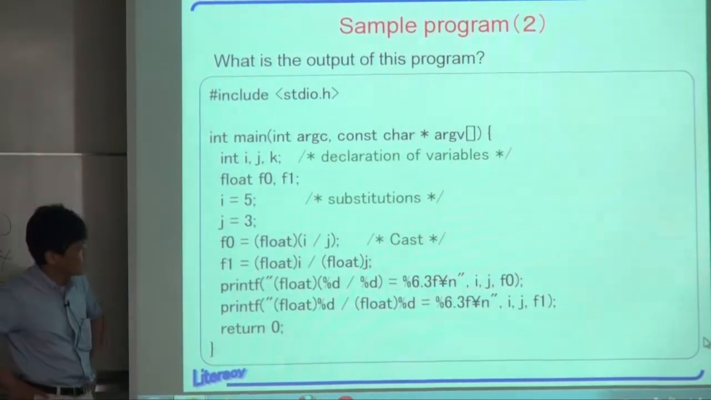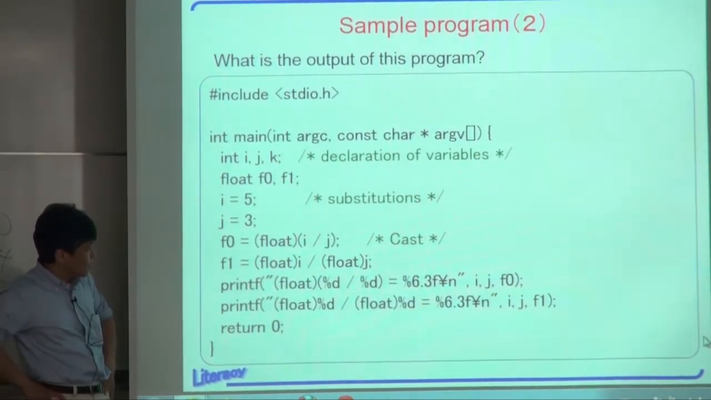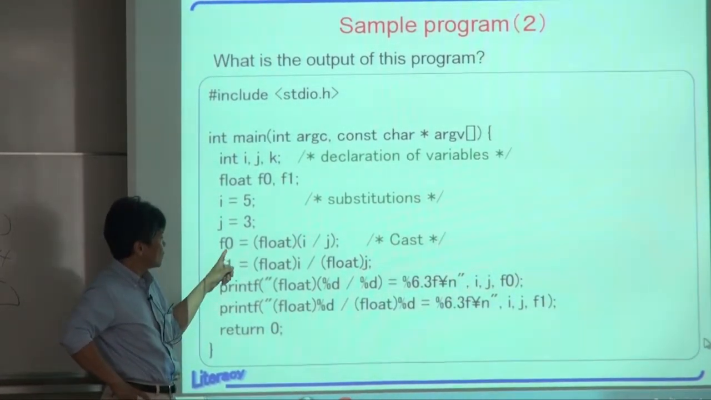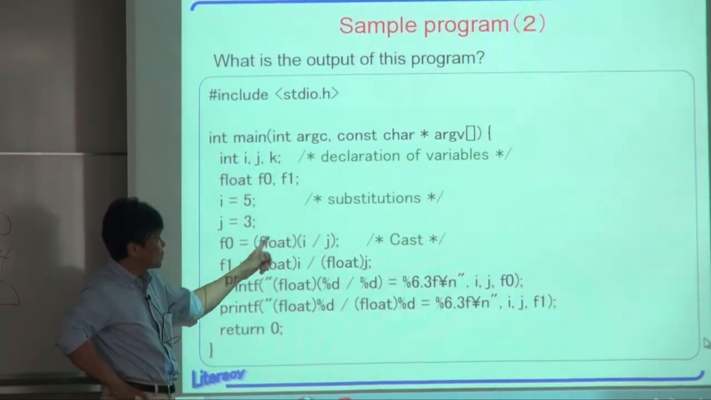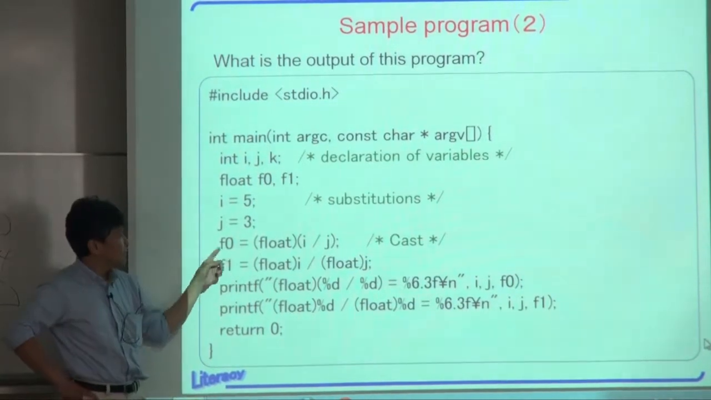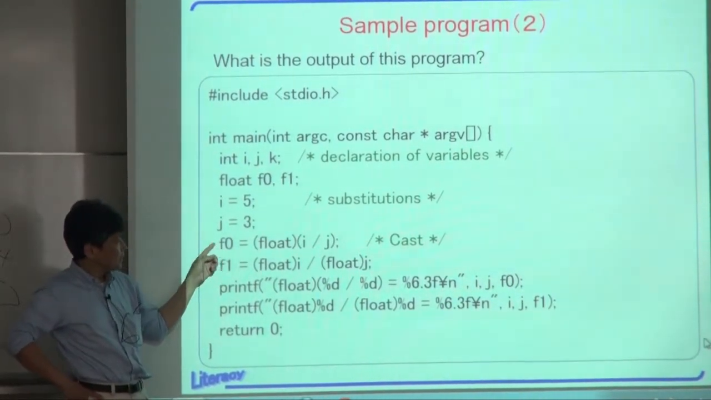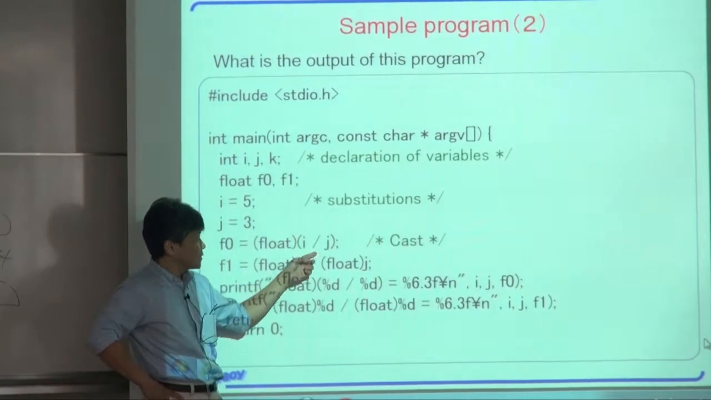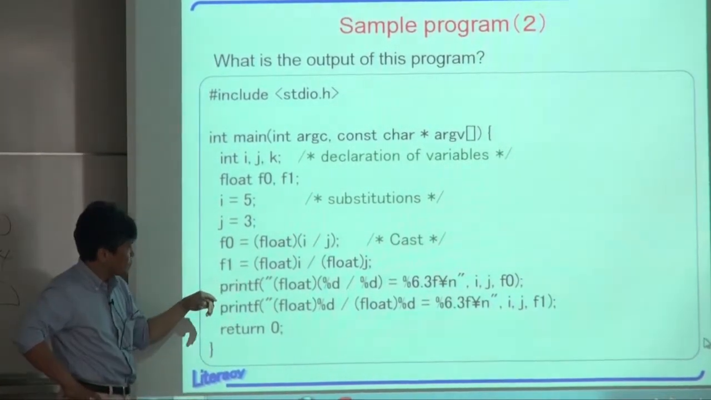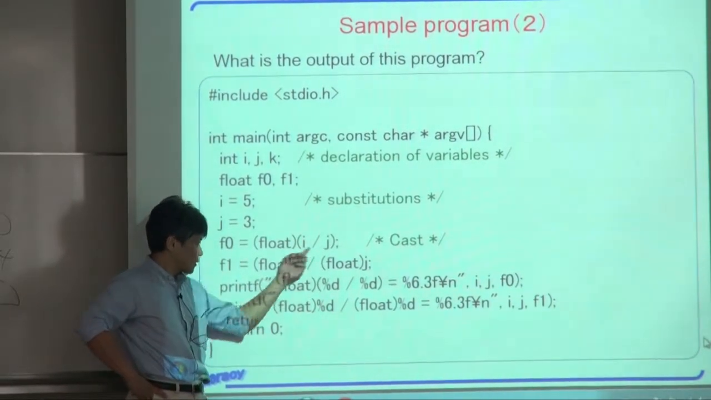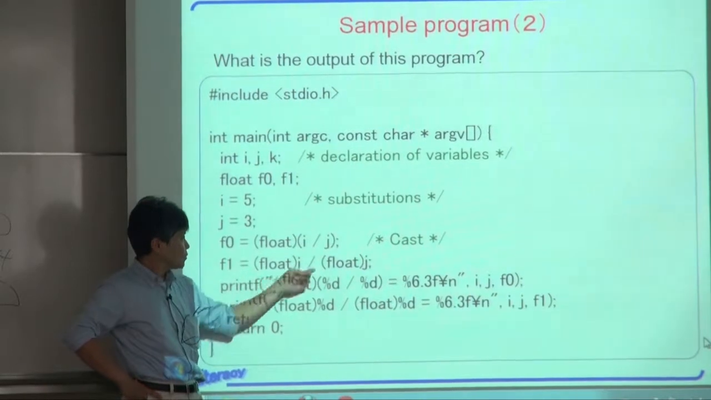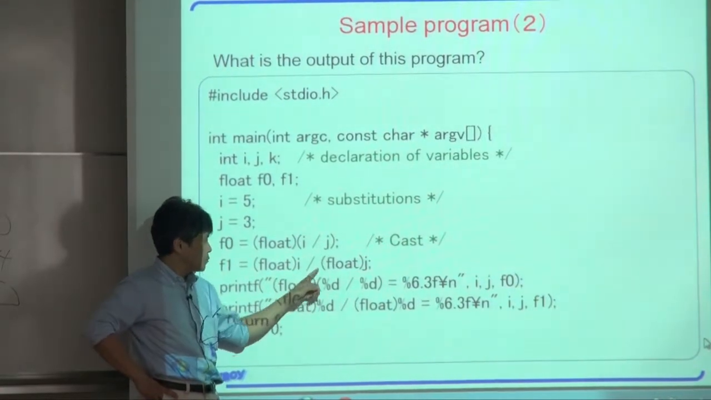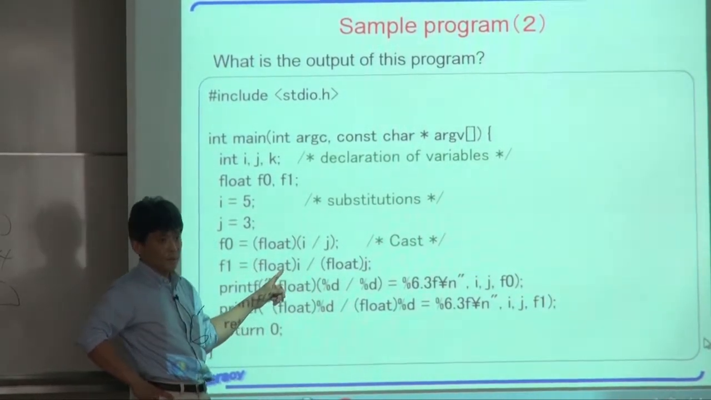So this case uses casting. Okay, as I explained already, this case should have integer numbers, even if this variable is treated as a float number, because the return value of this calculation usually becomes an integer number. In this case, the result of this calculation becomes a float number. Because of using casting, each variable is treated as a floating point number. Okay.